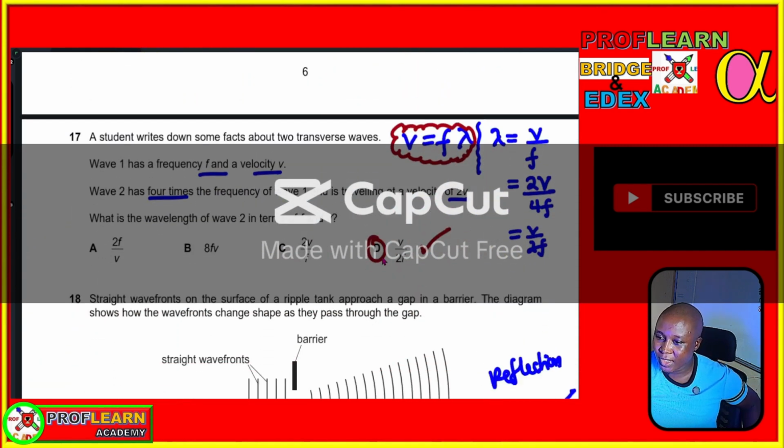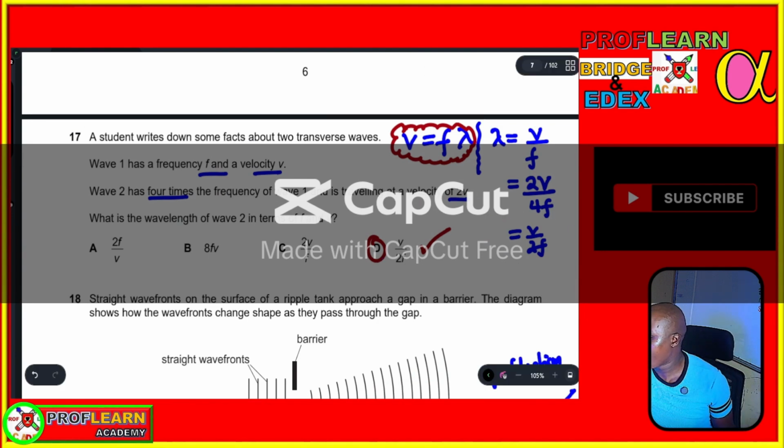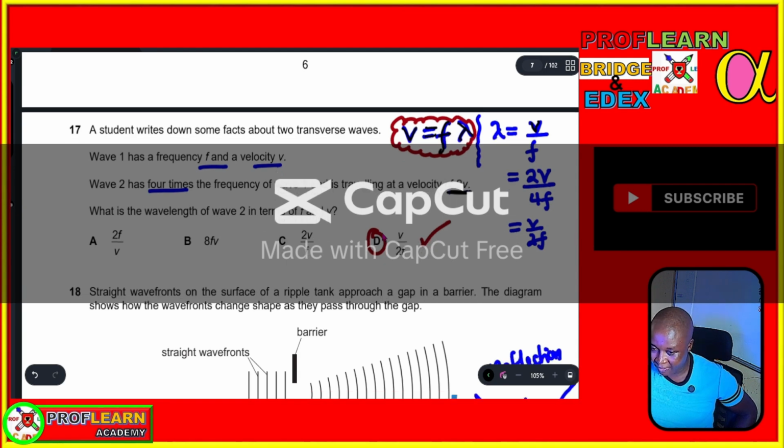A student writes down some facts about two transverse waves, and says that wave 1 has a frequency f and a velocity v. Wave 2 has 4 times the frequency of wave 1 and is travelling at a velocity of 2v. The first concept we need to remember is that v equals f lambda. This is the wave equation. If you make lambda the subject, lambda is equal to v over f, but our v is 2v, so we say 2v over 4f. If you simplify this, you are going to get your answer as D.